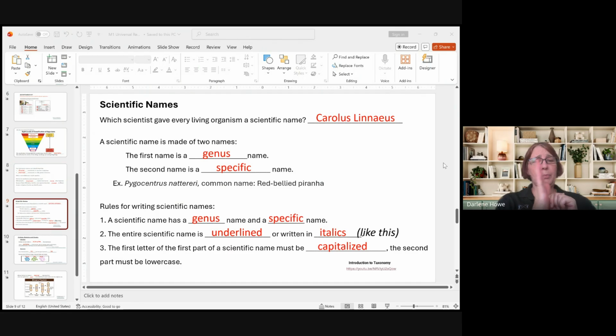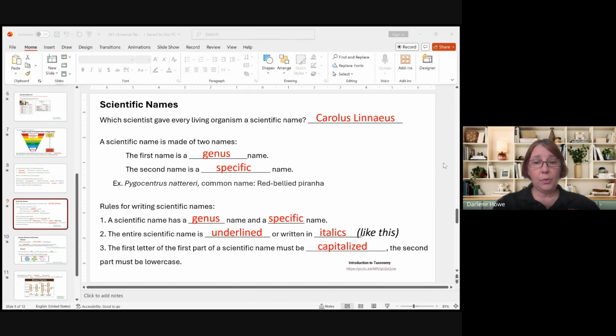And that just puts a slant on it, and that way it stands out from the rest of the writing that you have, and people can then identify that it is a scientific name, okay? So it's really important, just because we have the rule of two names, we still have to have some other rules around scientific naming to make sure that we don't get it confused with the rest of the text as well. The first letter of the first part of a scientific name is always capitalized, and the second part must always be lowercase.